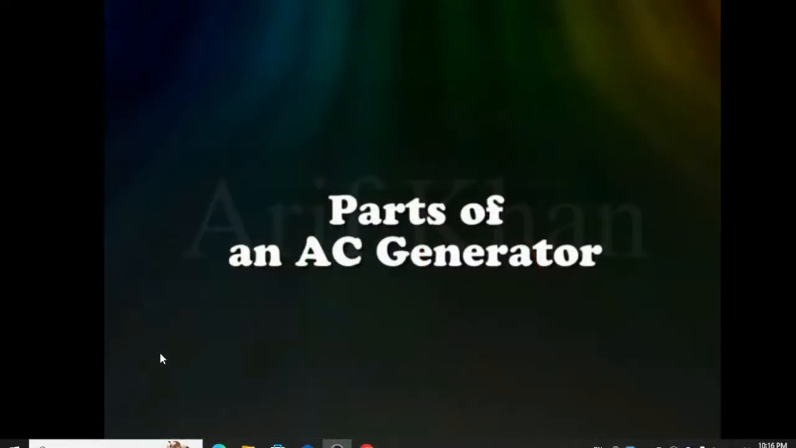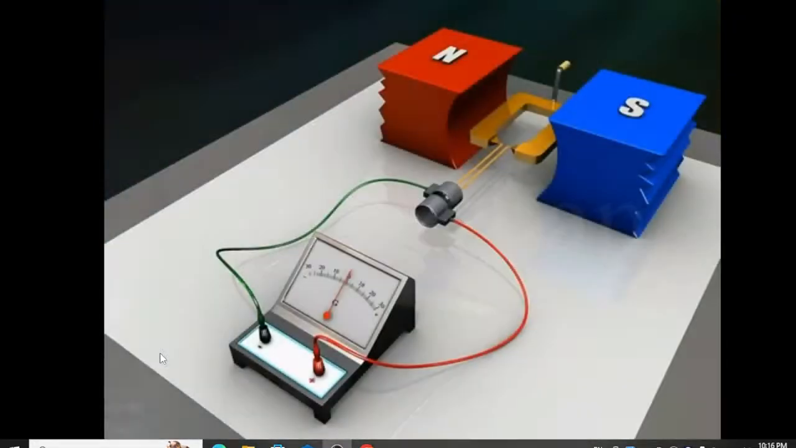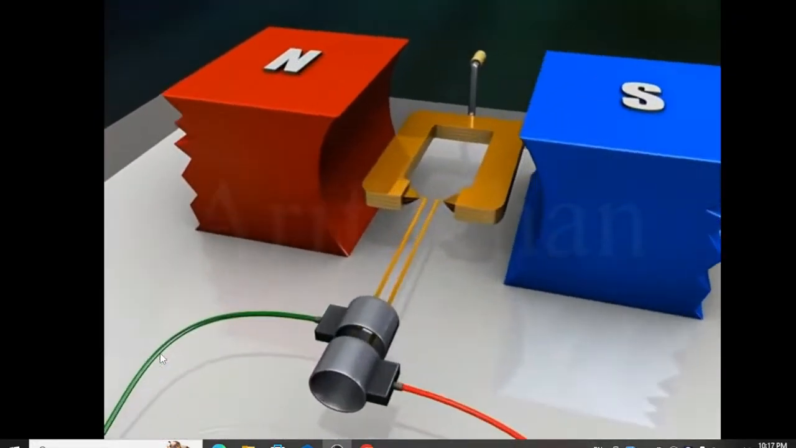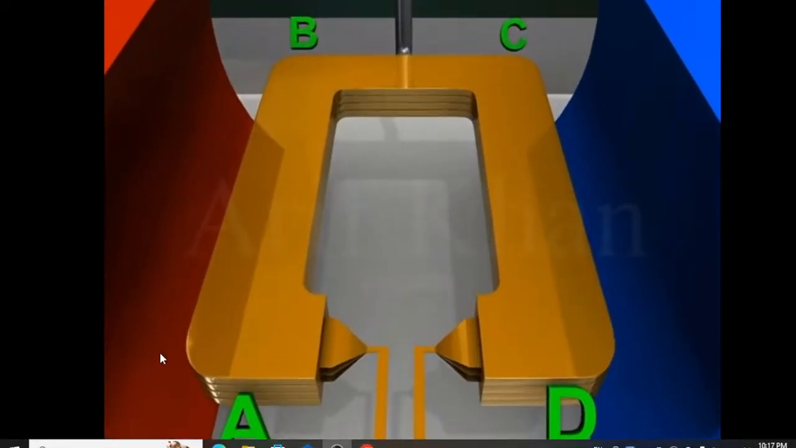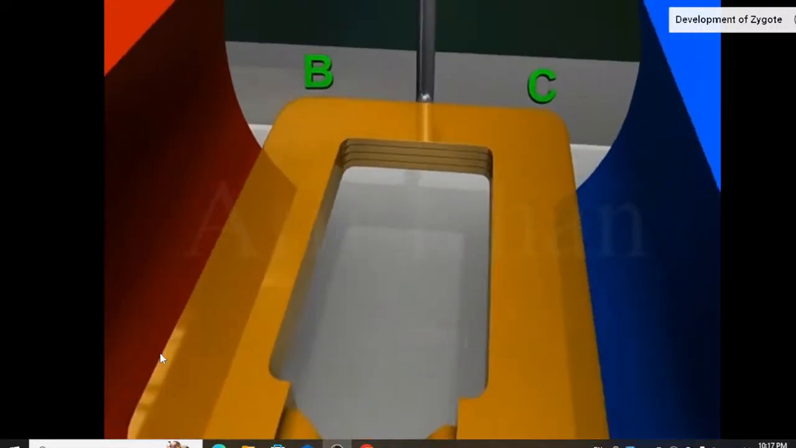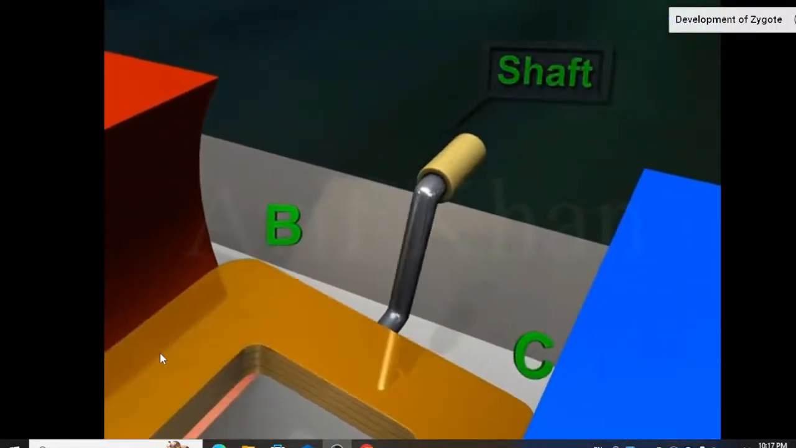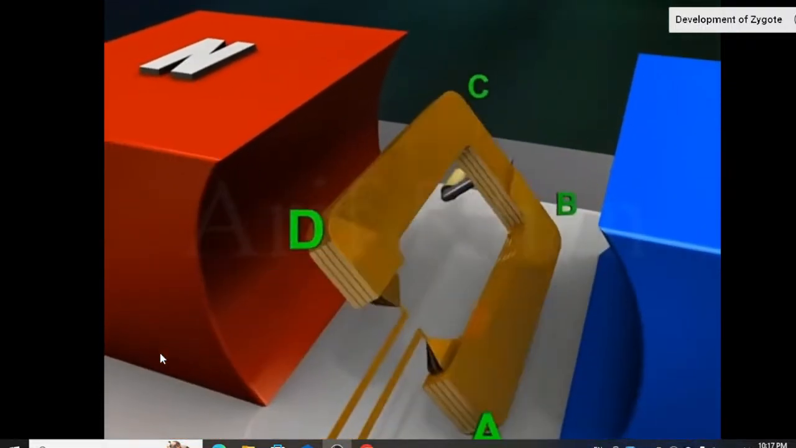Parts of an AC generator. An AC generator has an armature ABCD. It is a rectangular coil with many turns wound around a soft iron core. A shaft. It can be rotated rapidly.